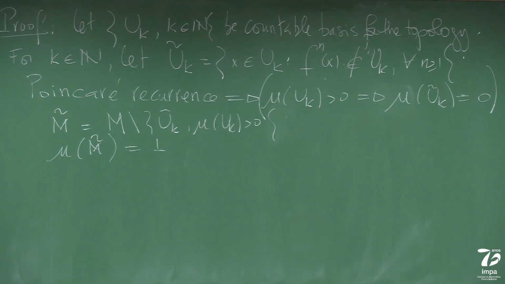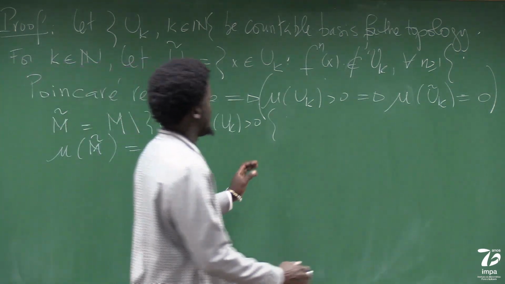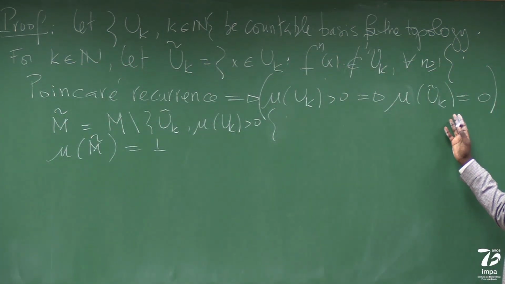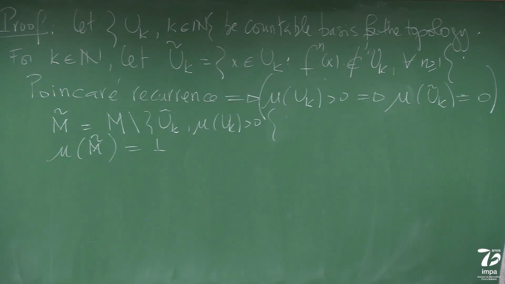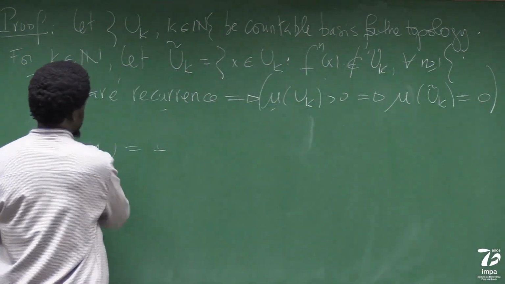If U_k has positive measure, then the measure of U tilde_k still has 0 measure. Otherwise, if the measure of U_k starts with being 0, we can just define U tilde as U_k, and everything works. Yes, that's also a possibility. It doesn't really change. Joan, that's a good point.